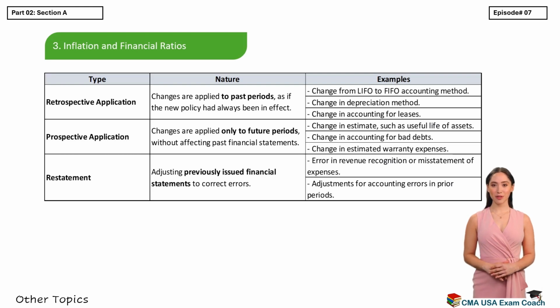The key thing to remember about restatement is that it only occurs when there are errors, whether from the application of an incorrect accounting method or other financial misstatements. To recap, here's a quick summary of the 3 accounting treatments. Retrospective application applies changes to past periods, like switching from LIFO to FIFO for inventory accounting. Prospective application only affects future periods, like changing the useful life of an asset or adjusting an estimate for bad debts. Restatement is the correction of errors in past financial statements.